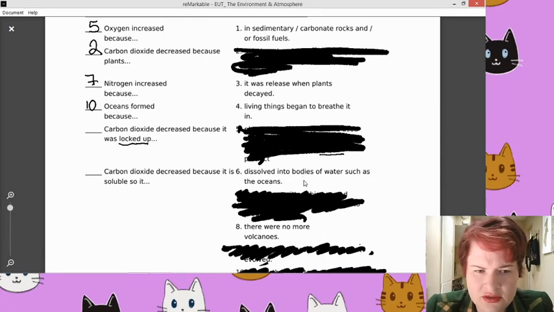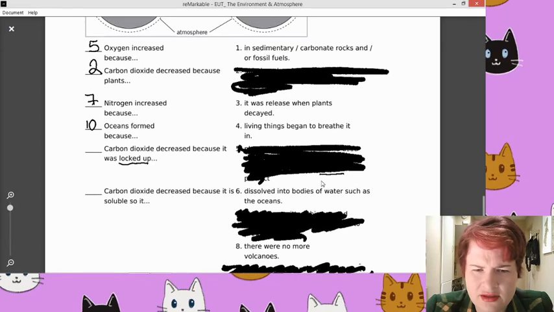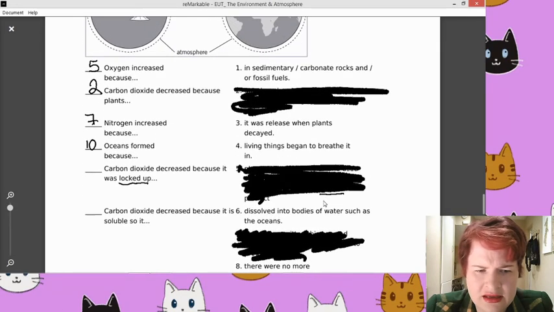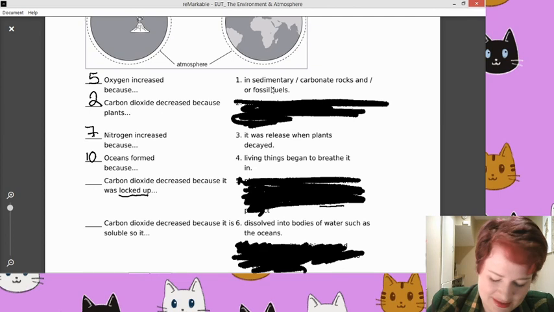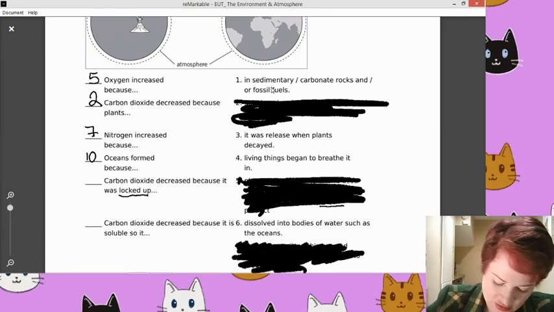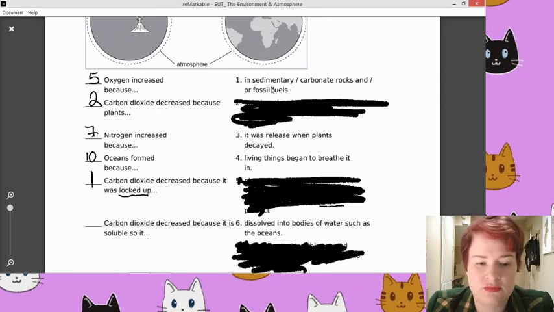Dissolved into bodies of water. Not convinced on that one. Living things began to breathe it in. That's nothing to do with locked up. Released would increase it rather than decrease it. Number one is going to be to sedimentary rocks slash carbonate rocks and or fossil fuels. So that's going to match to number one.